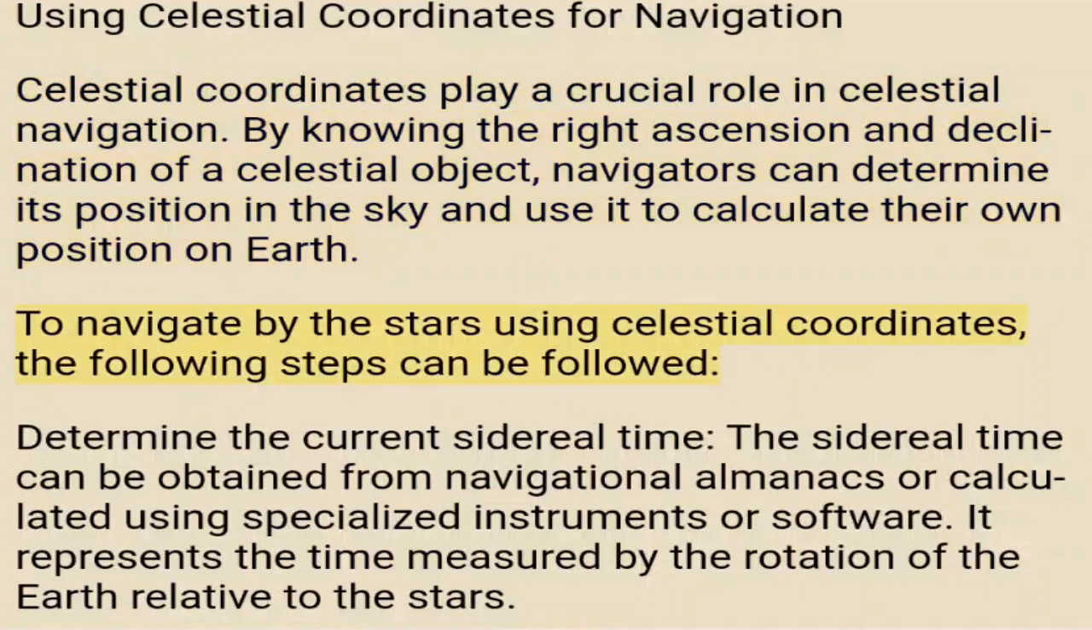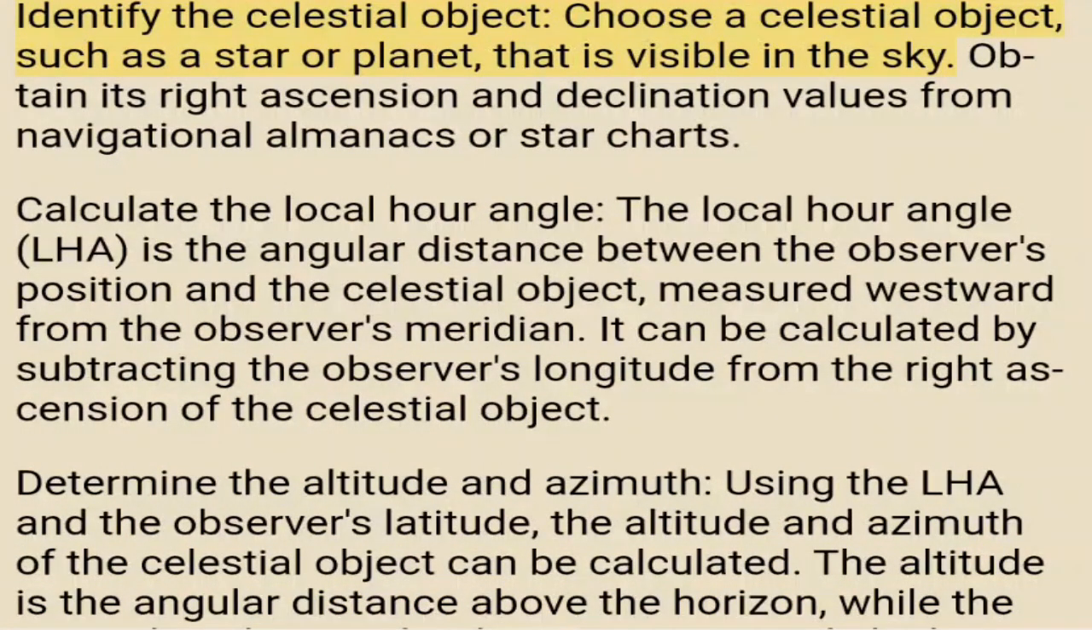To navigate by the stars using celestial coordinates, the following steps can be followed. Determine the current sidereal time. The sidereal time can be obtained from navigational almanacs or calculated using specialized instruments or software. It represents the time measured by the rotation of the Earth relative to the stars. Identify the celestial object. Choose a celestial object, such as a star or planet, that is visible in the sky. Obtain its right ascension and declination values from navigational almanacs or star charts.